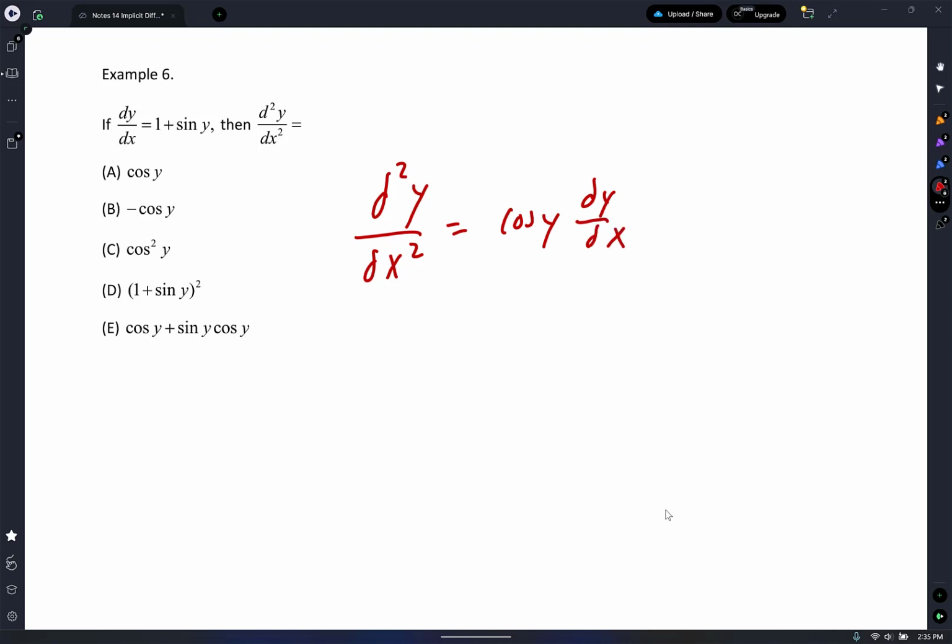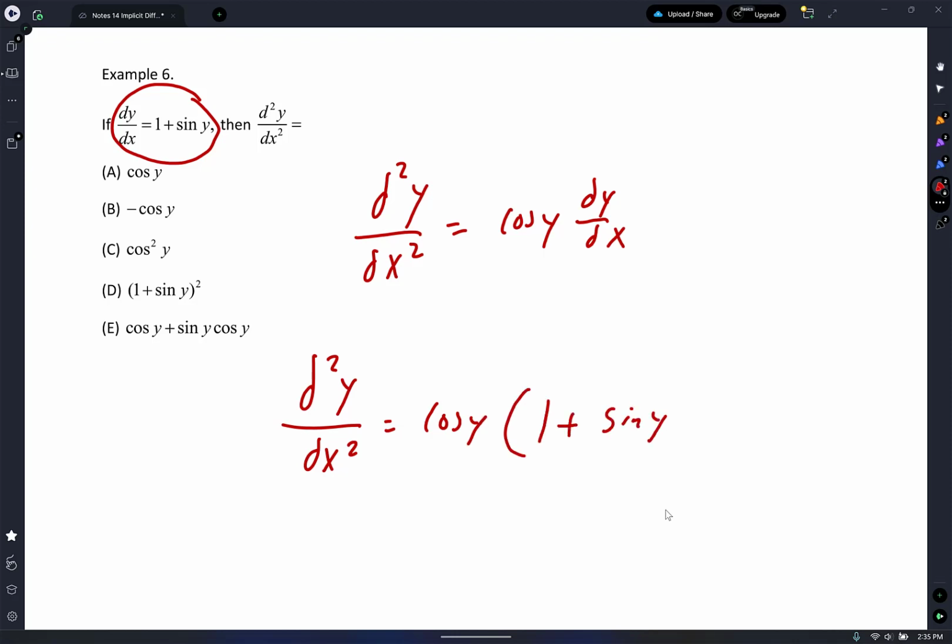All right, we're not done yet. Obviously, that answer is not in there like that. Well, we're going slow. I haven't done anything crazy. Here we go. We're going to plug in what dy dx is, guys. So here we go. Cosine y, parenthesis, 1 plus sine y. Are we still okay? Distribute that cosine y. Cosine y plus cosine y sine y.